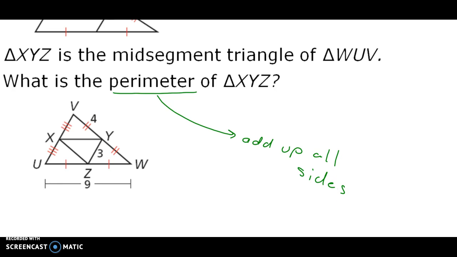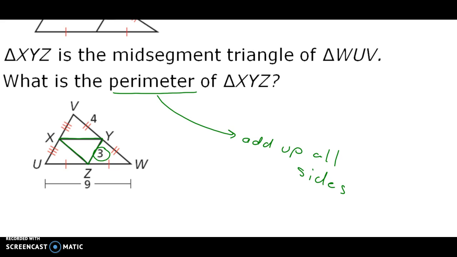And we need to find the perimeter of x, y, z. So x, y, z, we would call the mid-segment triangle. So on a test, I could say, what's the perimeter of the mid-segment triangle? So let's figure out something. Obviously, this is 3, so that's good to go. We're done with that.